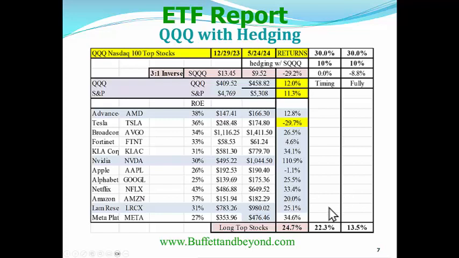This is one way of doing it by hedging, but still getting into some of the top stocks like NVIDIA, like Avago, like Apple, like Google, like Netflix. Or you don't have to hedge at all, and you would be up more than double the S&P 500 and more than double the QQQs themselves. So you have your choice here. You can hedge a little bit, you don't have to hedge at all, or you can hedge about 30% all the time.